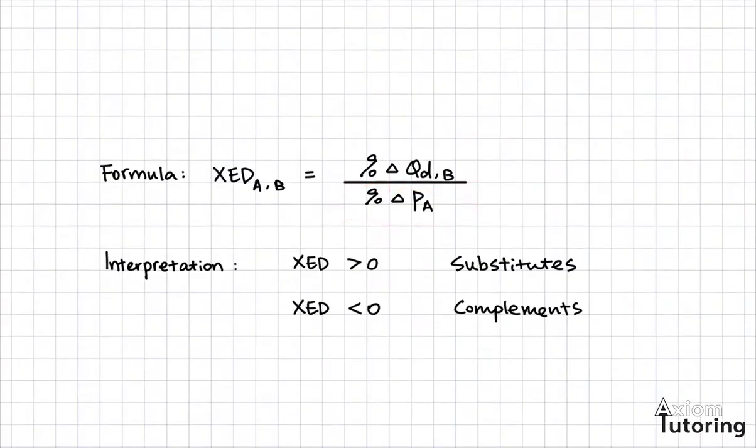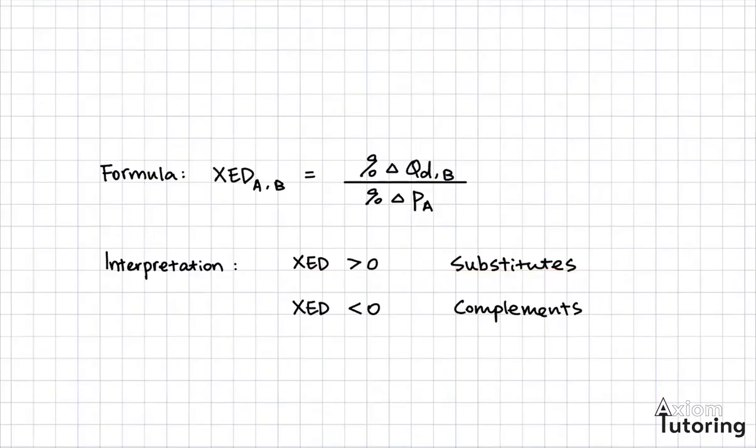If XED is positive, the two goods are substitutes. This means that when the price of one good rises, consumers switch to the other. Examples include Coca-Cola and Pepsi, butter and margarine, iPhones and Samsung phones, or Uber and regular taxis. The stronger the substitutability, the larger the positive value of XED.